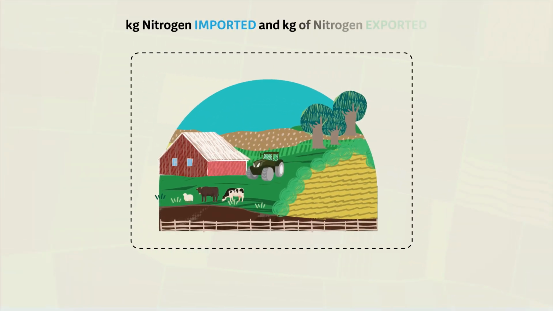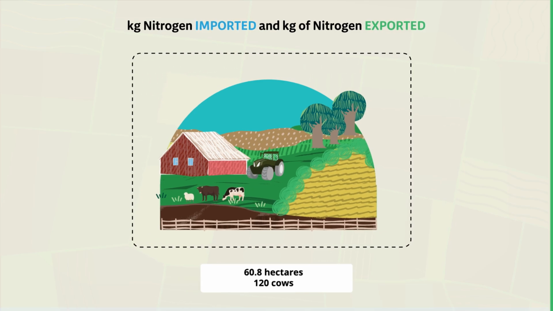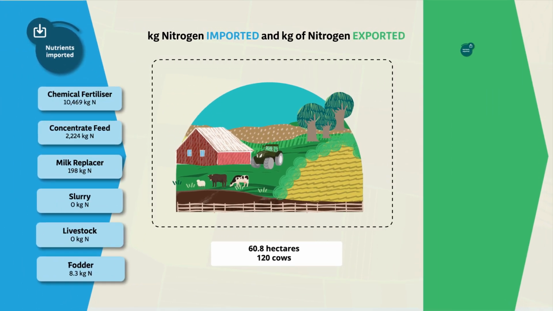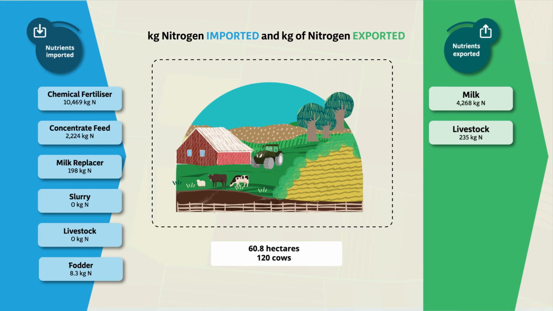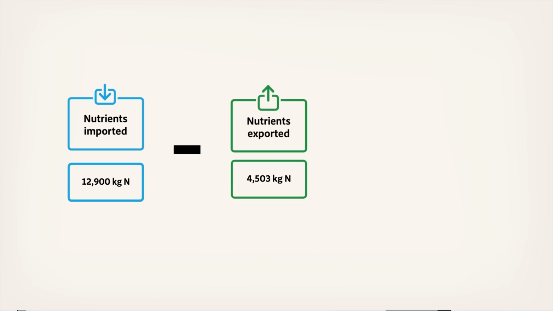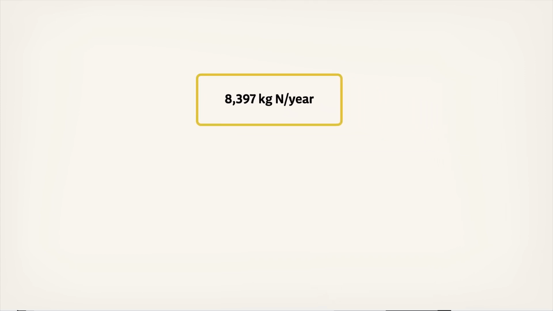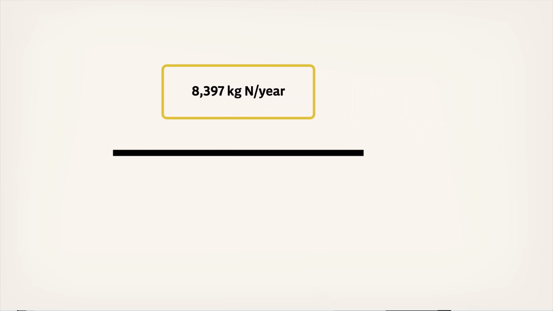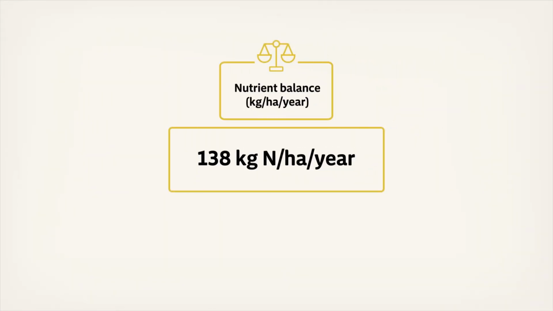Here's an example of how to calculate the nutrient balance of nitrogen for a 60.8 hectare farm. First, the total amount of nutrients imported and exported are identified. We then convert the imports and exports to kilograms of nitrogen. These values are combined to obtain the total kilograms of imports and exports of nitrogen. If we take the resulting difference of 8,397 kilograms and divide by the farm's area, 60.8 hectares, we get a nitrogen nutrient balance of 138 kilograms of nitrogen per hectare per year.